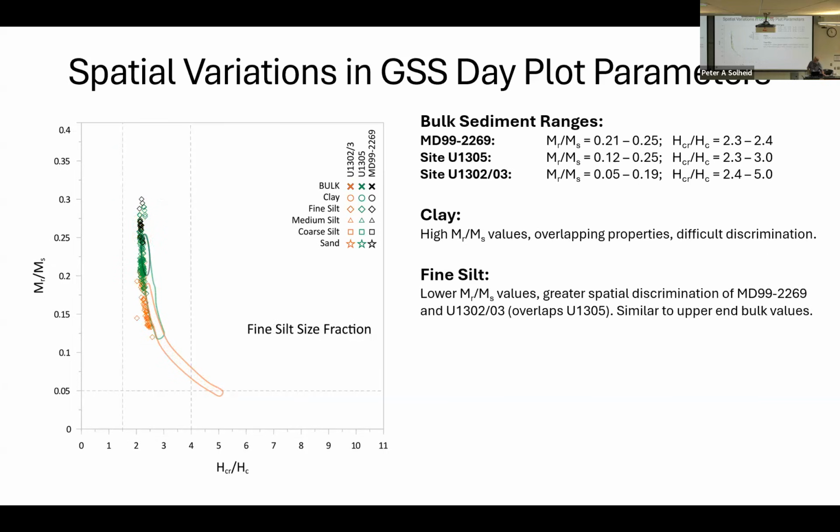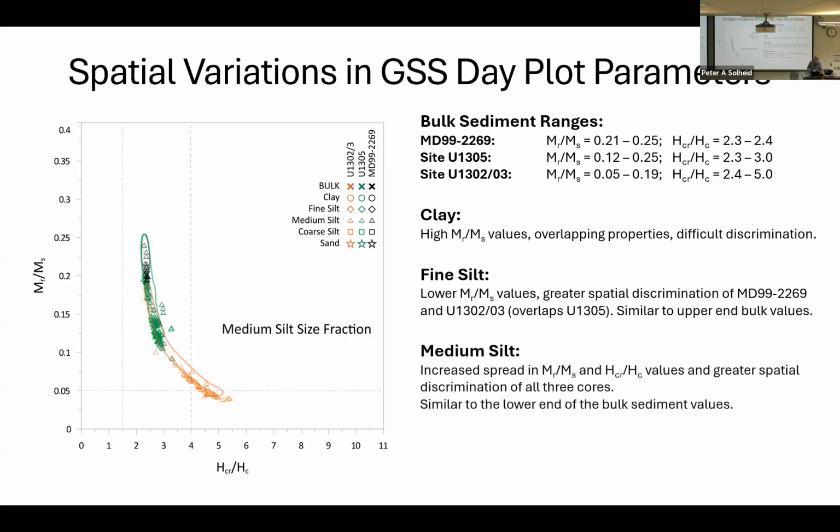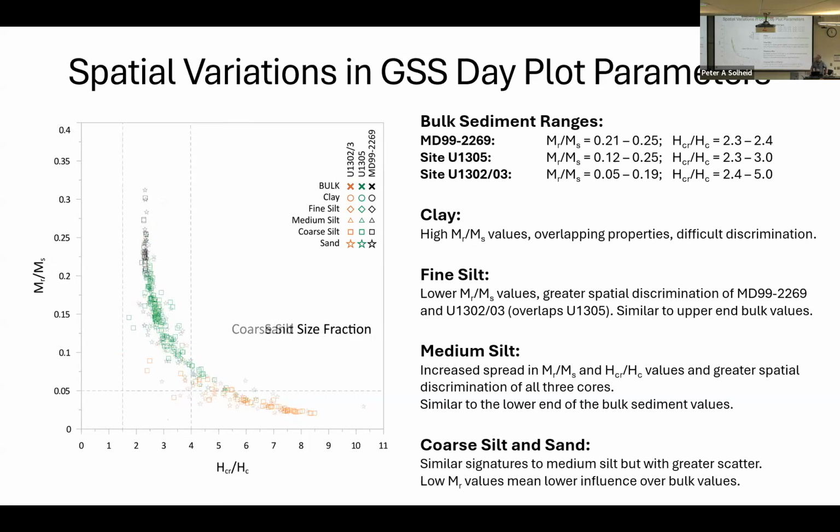The fine silts start to move down. We start to see greater separation of these three different sources. We get to medium silts, and we can really start to delineate how these separate out and kind of fall out, at least in Day plot space. And then the coarse silts and the sands show similar variability to what we see in the medium silts. The lower remanence values mean they're not contributing as much towards the bulk values.